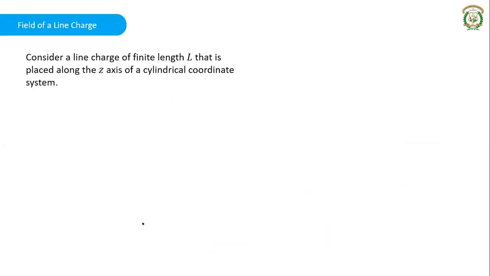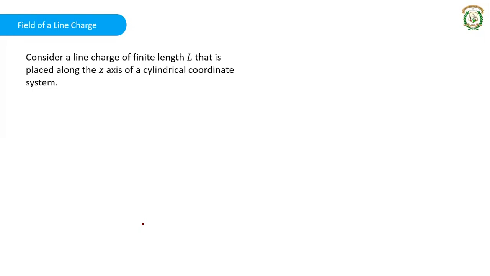Okay, electric field intensity due to an infinite line charge. This is a very important topic, even from the point of view of examination. Before we go for an infinite line charge, first we will consider the line charge to be of finite length, say L. Then we will apply the limit as L tends to infinity, and we will get the electric field intensity due to an infinite line charge.